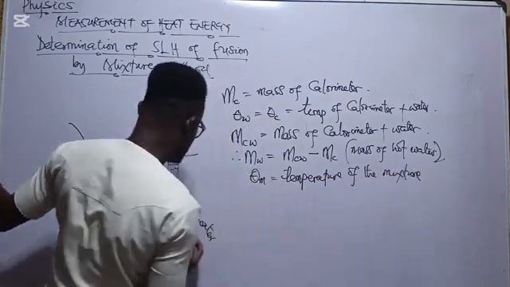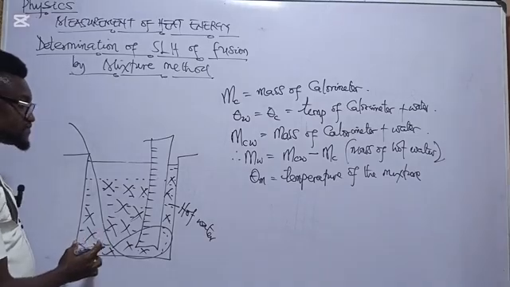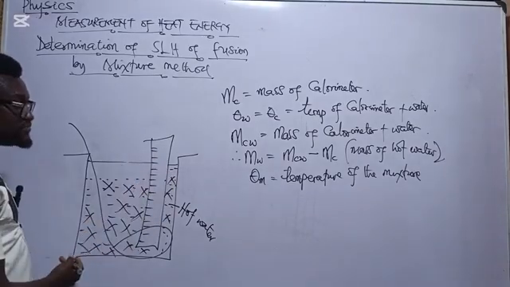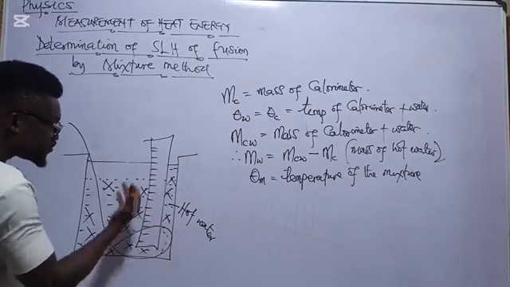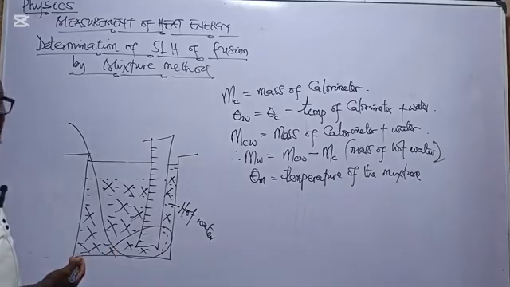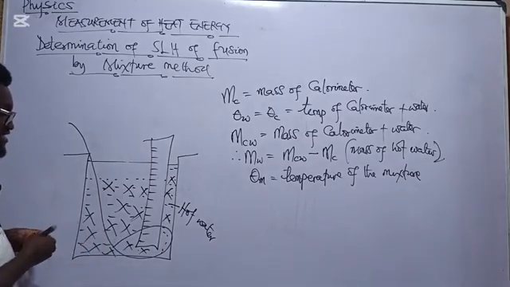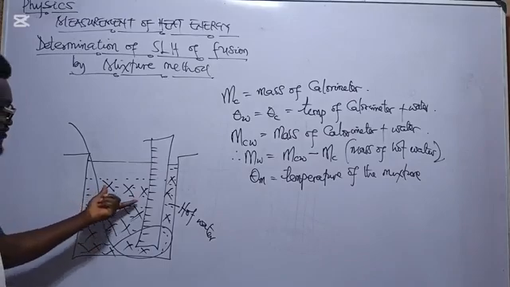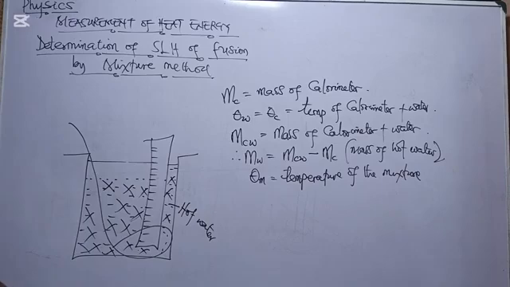Remember, the temperature of the mixture is the final temperature now. So having got the temperature of the mixture, which is the final temperature, then you have to reweigh the calorimeter again in order to get the mass of calorimeter, the mass of water, and the mass of ice.